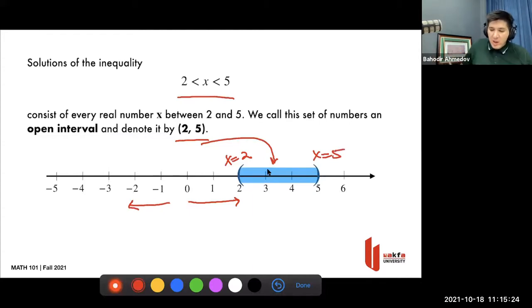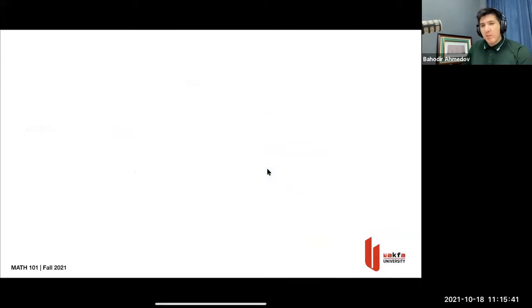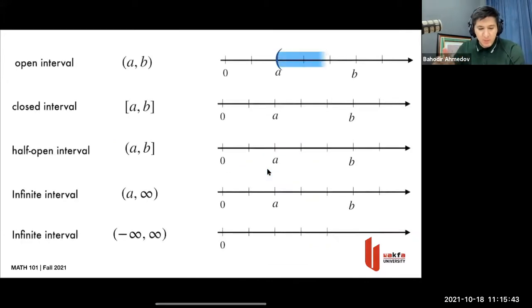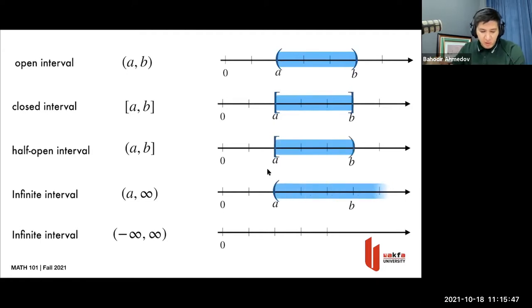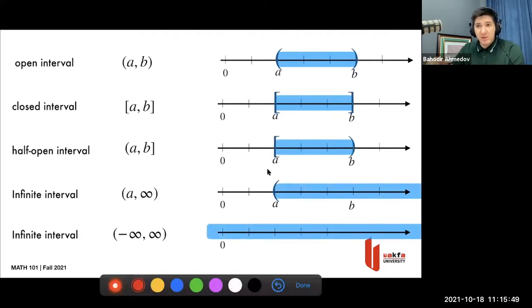So that is why this interval is called the open interval. But this is not the only way of expressing sets of numbers using intervals. This is not the only type of interval. There are many other types of intervals. For example, the closed interval, we might have a half open interval, or we might have infinite intervals.